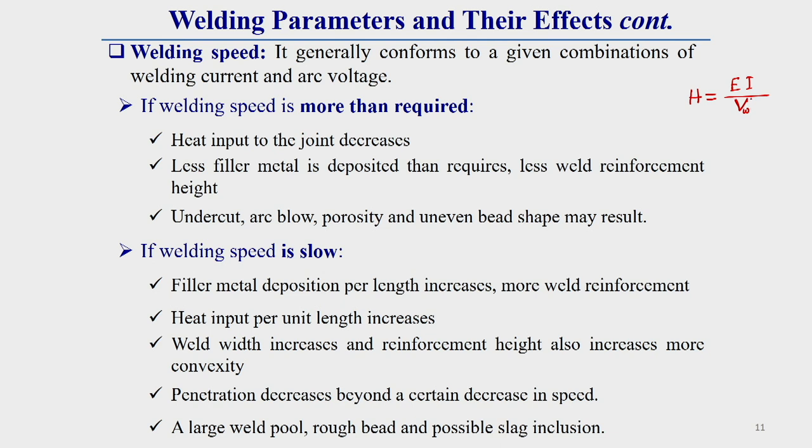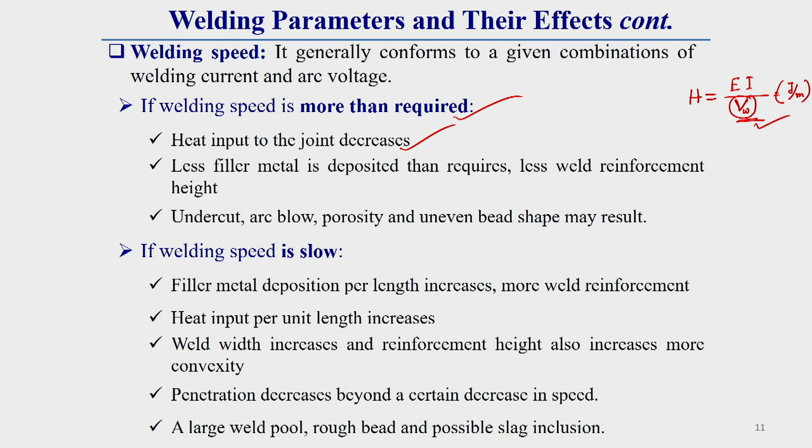The unit of heat supply per unit length is joule per meter or joule per millimeter. So from here we can see, the higher the welding speed, the lower the heat supply per unit length, and the lower the welding speed, the higher the heat supply per unit length. Once we get this idea, we will see its effect. If the welding speed is more than required, that means if VW is high, the heat input to the joint per unit length will decrease.